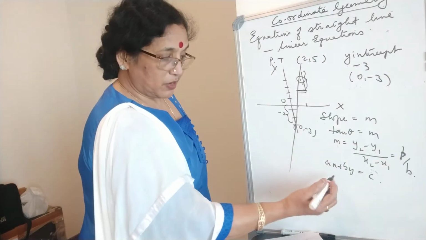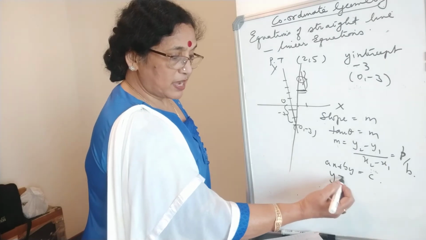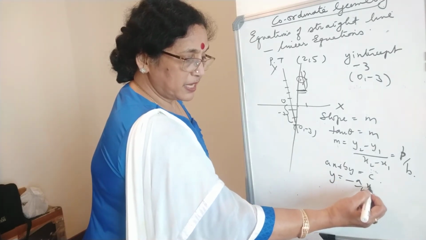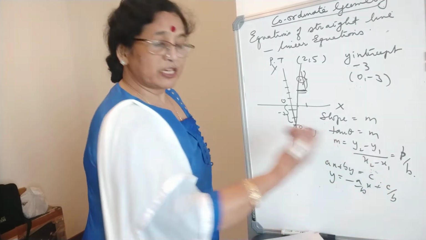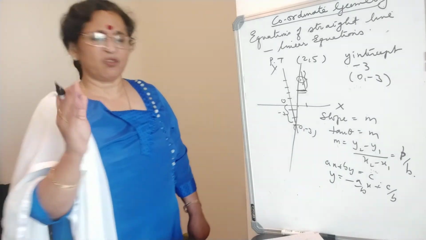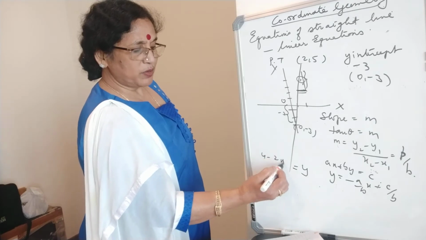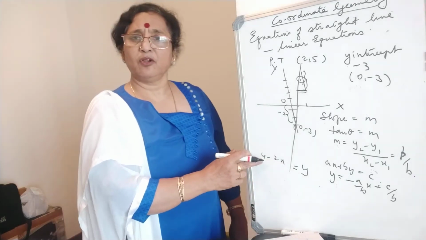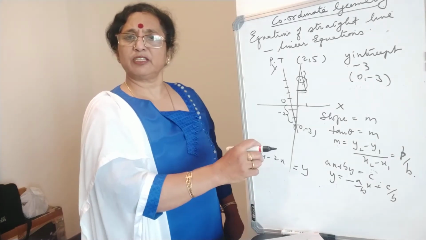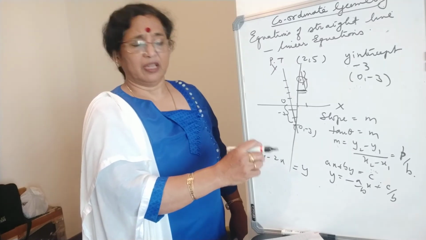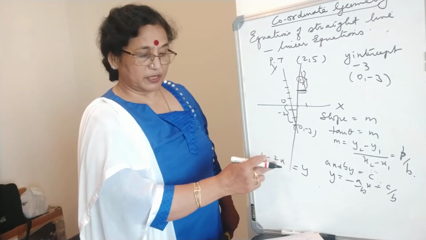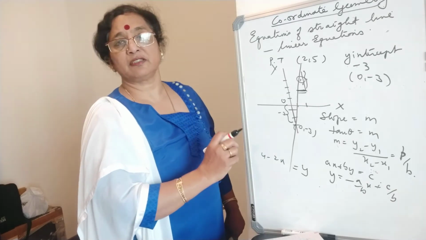So here you will make y the subject of the formula. So y equals minus a by b x plus c by b. Y can be on the left side or the right side, children, no problem. If you got y equals 4 minus 2x, slope is not 4. Don't learn that the first one is slope, second one is y-intercept. No, children. This is not the slope. Your coefficient of x is the slope.